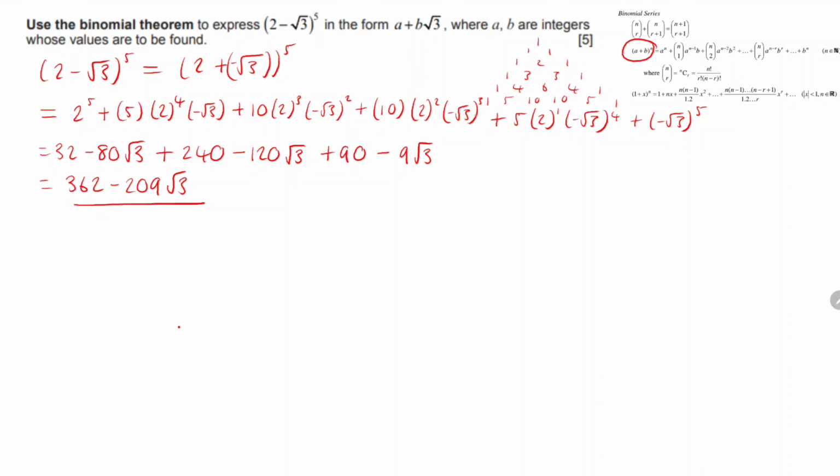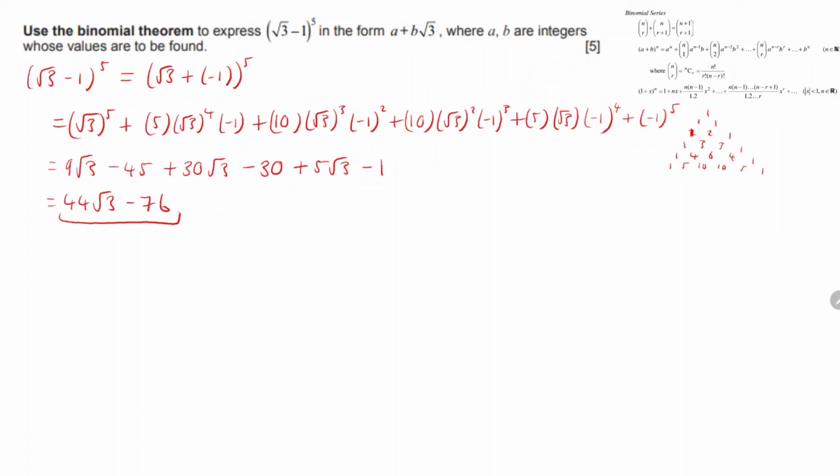The fourth term, minus root 3 to the power of 3, is going to be 3 root 3, which when you multiply it by 10 times by 2 squared, which is 40, gives us the minus 120 root 3. Lots of these can be combined together. In fact, you have to obtain the answer in the form a plus b root 3, where your a is 362 and your b is minus 209. Okay, the next question.